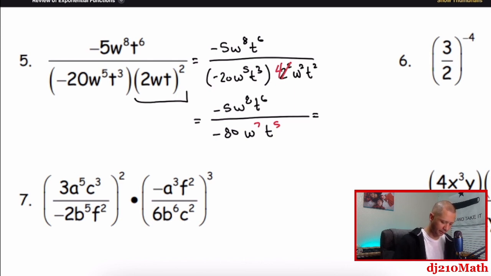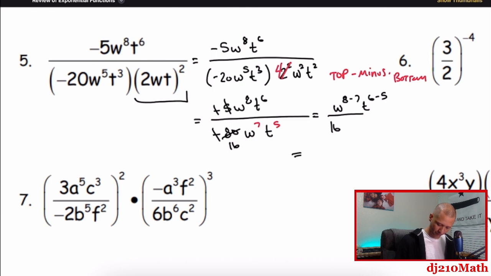Well, first off, the negatives will cancel. And then 5 goes into 80 16 times. So w to the something over 16.